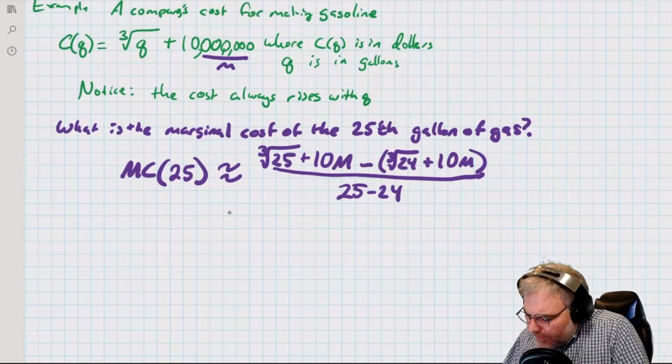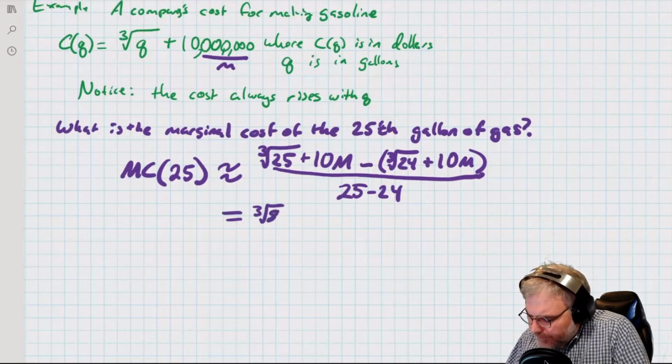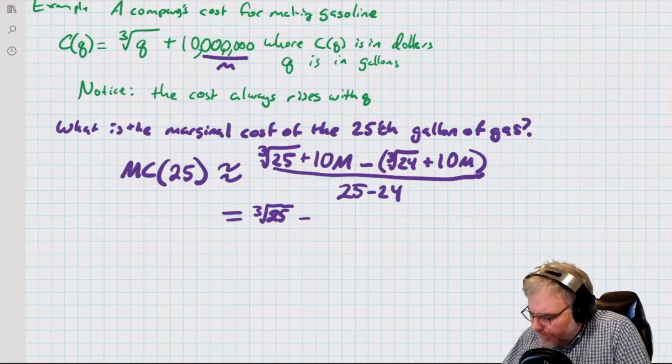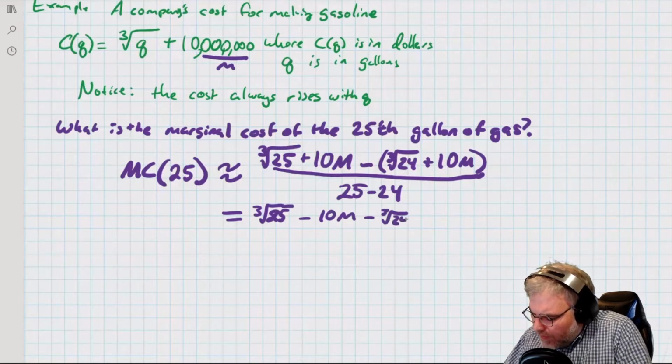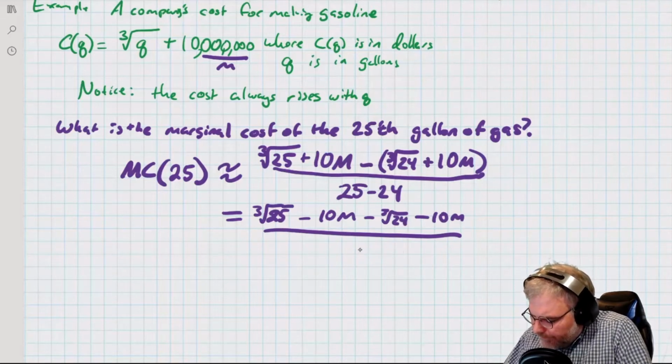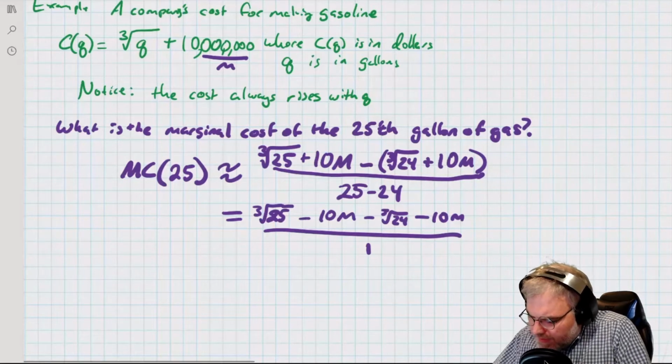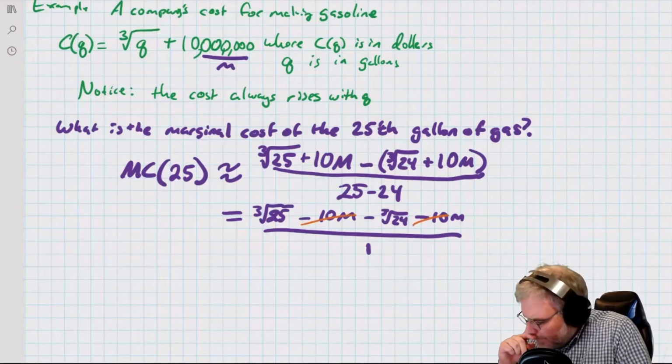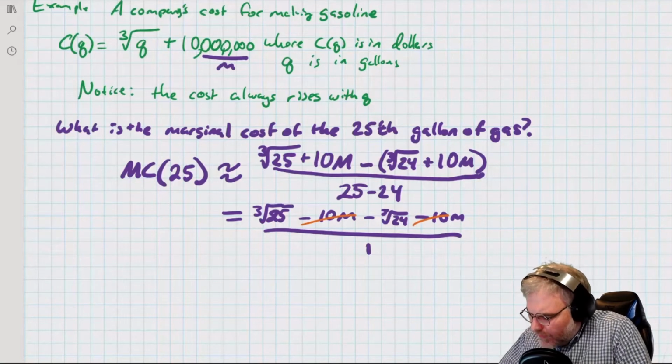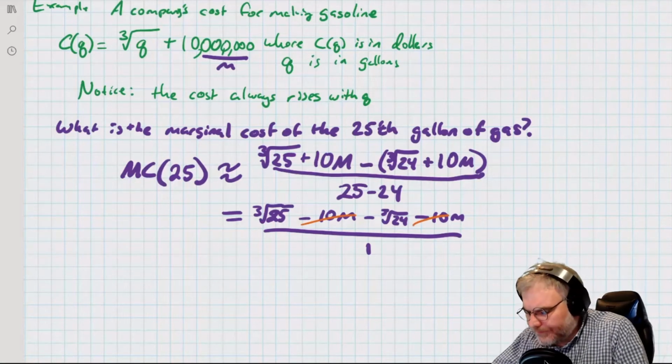So I've just got y2 minus y1 over x2 minus x1. So when I do this, I'm going to wind up with the cube root of 25 plus 10 million, minus the cube root of 24 plus 10 million, over 25 minus 24, which is just 1. Now notice that this 10 million and that 10 million are going to cancel, right? These fixed costs go away. And I'm left with the cube root of 25 minus the cube root of 24.